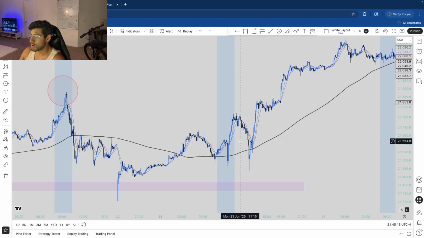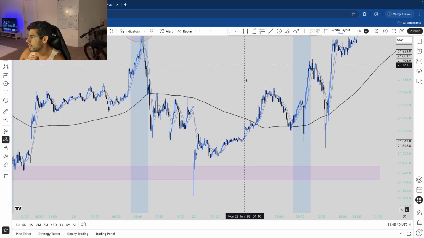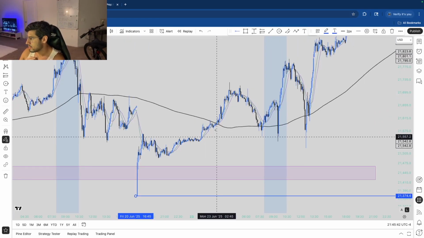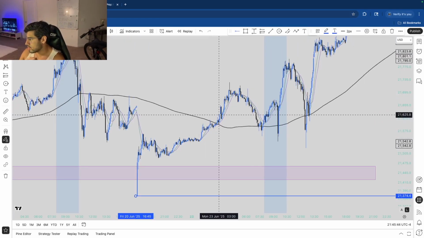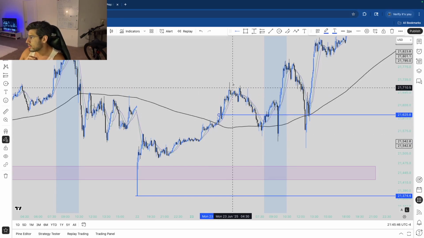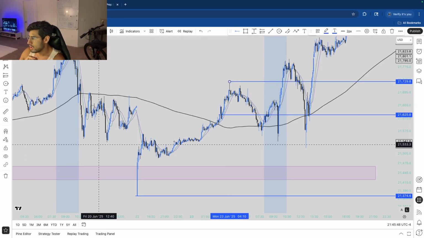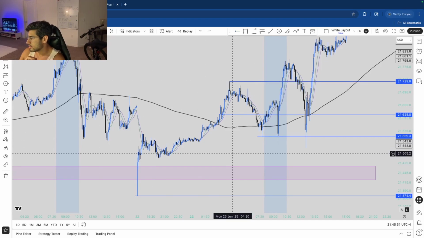Okay, so the first thing that I do is I mark out my previous session lows and highs. So I trade New York market open. I'm going to mark out the highs and lows of Asia and London. So we're going to do that right now. So Asia lows are down here. Asia highs were about right here, right before London open. Then we had London highs right here, and we had London lows down here.